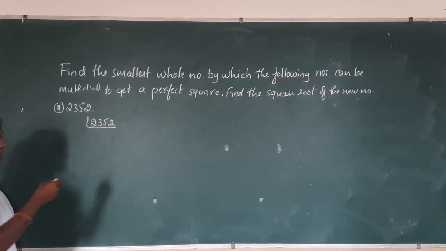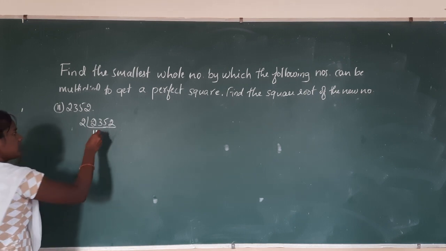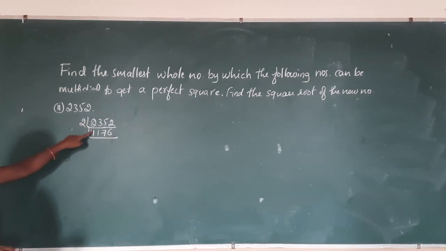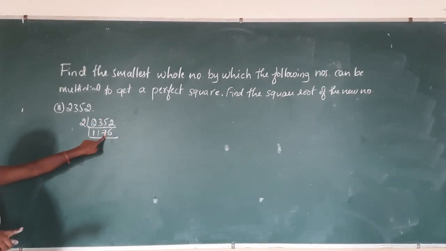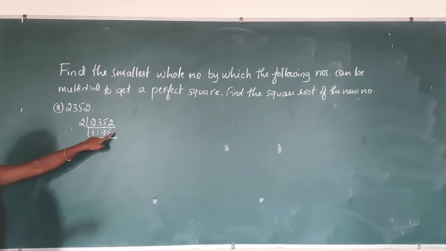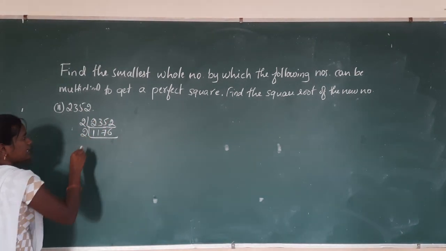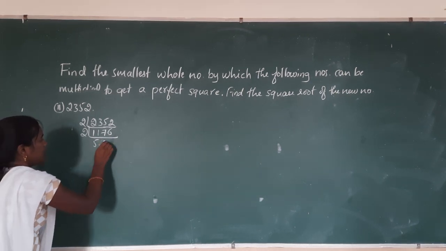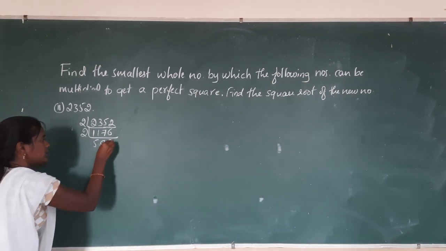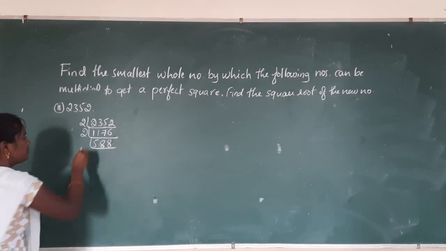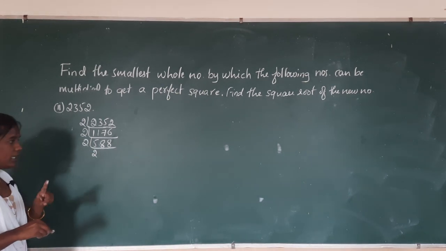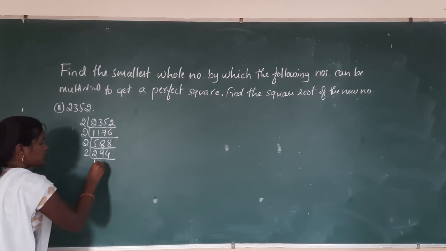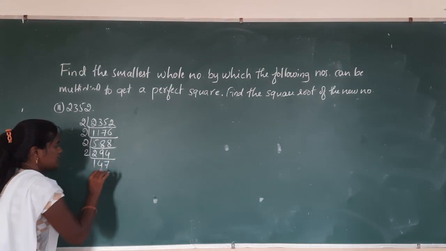2352 is divisible by 2. So 2 1s are 2, 2 7s are 14, 1 left, 15. 2 6s are 12. Still it is divisible by 2, 2 5s are 10, so 17. 2 8s are 16, 1 left, again 2 8s are 16. Still it is divisible by 2, 2 2s are 4, 1. So 2 9s are 2 4s are 8, 1 left.